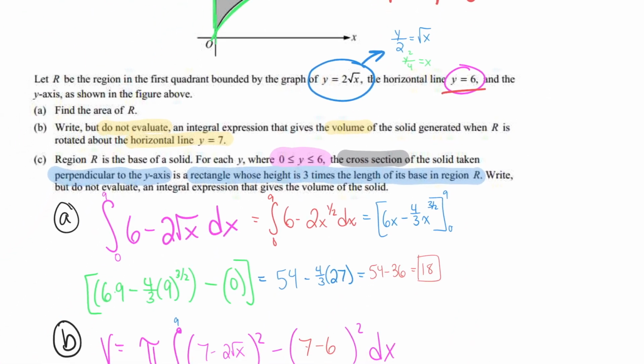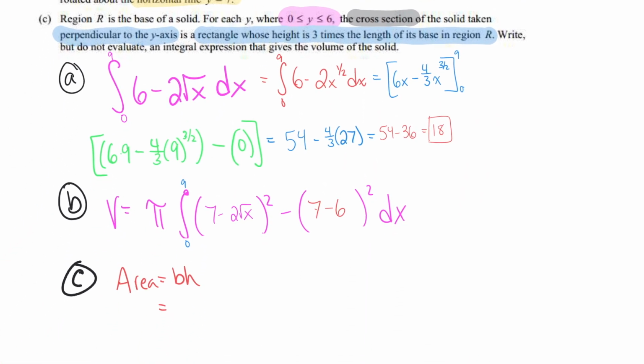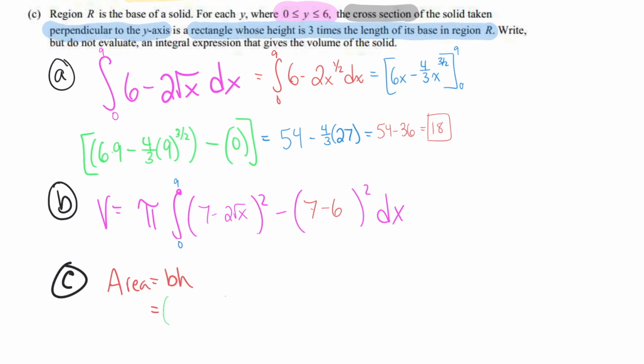So going back to part C, we said one base was y squared over 4, and then the height is 3 times that. That's what it says in our problem. So 3 times y squared over 4. And now just to simplify this a little bit, we'll have 3 over 16 y to the 4th. So that's the area of one of these rectangles.